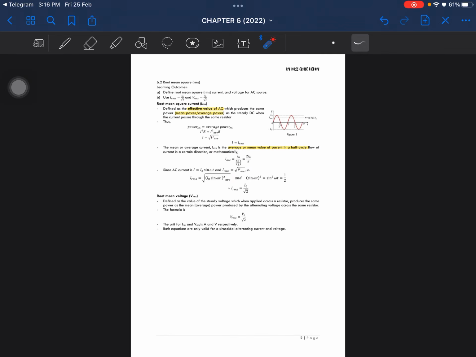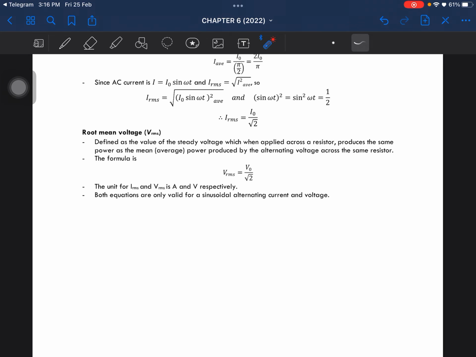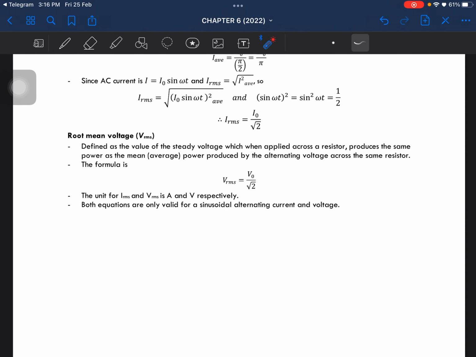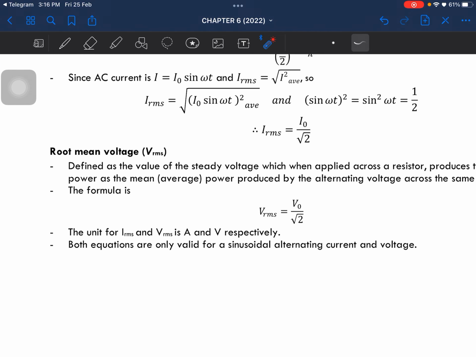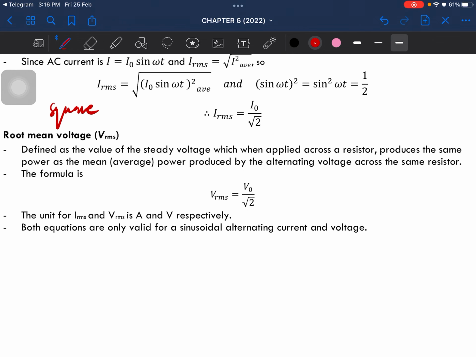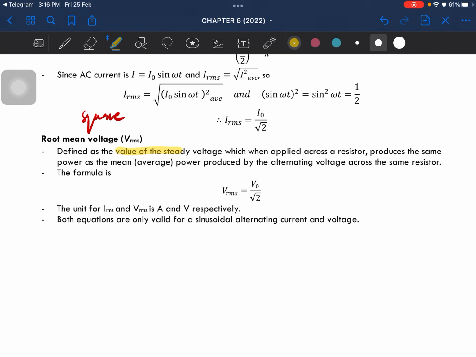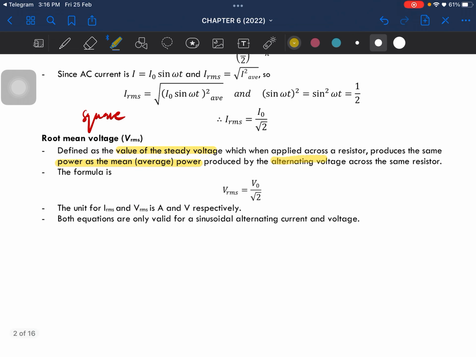Okay, and then we have the root mean square voltage. Actually I forgot to add square here. Root mean square voltage. It is defined as the value of the steady voltage which, when applied across a resistor, would produce the same power as the mean average power produced by an alternating voltage across the same resistor.